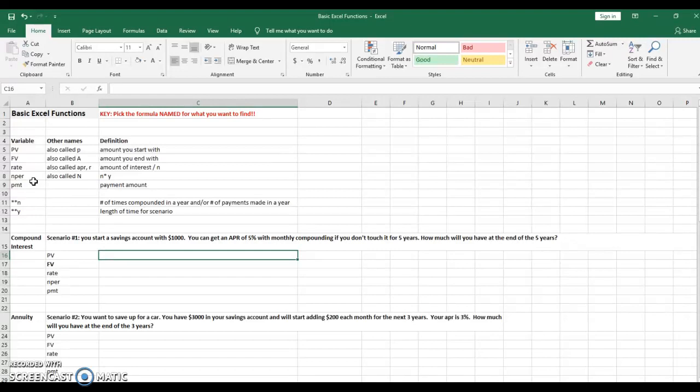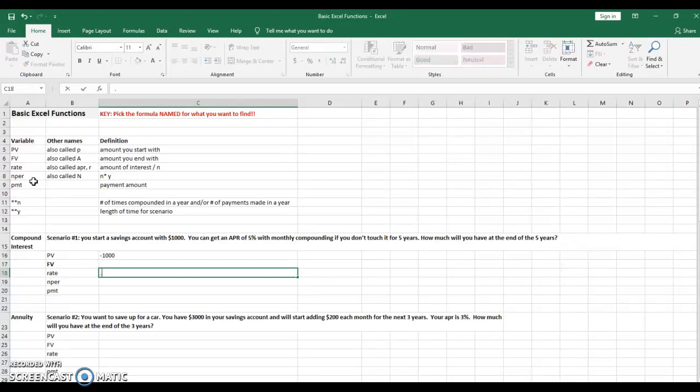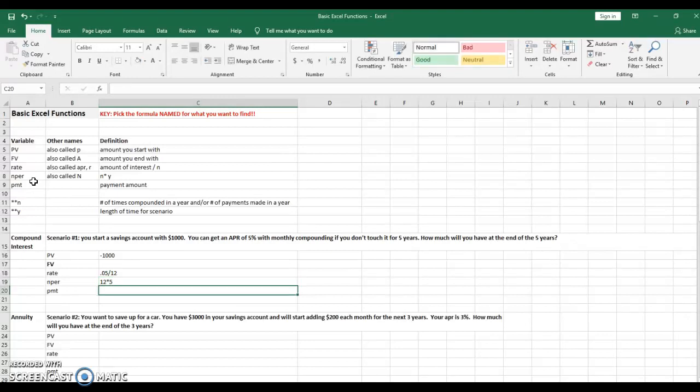Well, I'm starting it with $1,000, and Excel likes to think of money in, money out. So if you're taking $1,000 out of your pocket and paying into your account, it's leaving you, so it's negative. It's a negative $1,000 that you're paying into your savings account. FV is what we want to find, our future value in 5 years, so leave it blank. Your rate is 5%, so 0.05 divided by how often you're going to do this, which we said monthly. Okay, so divide by 12. And per then is going to be 12 times 5 years. And then payment is 0 or blank because we're not making a payment. We're just going to put the $1,000 in and let it sit.